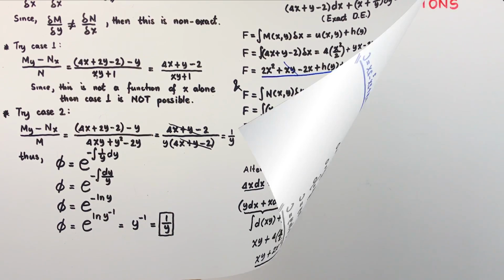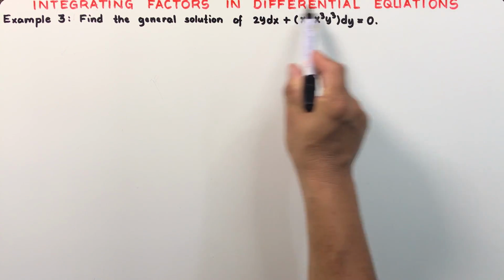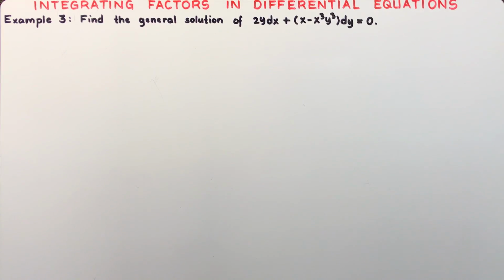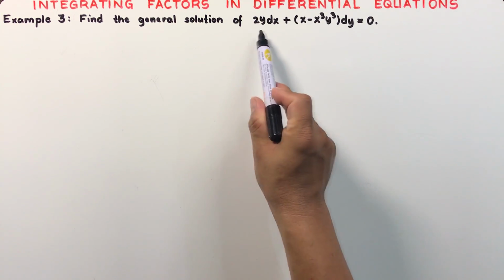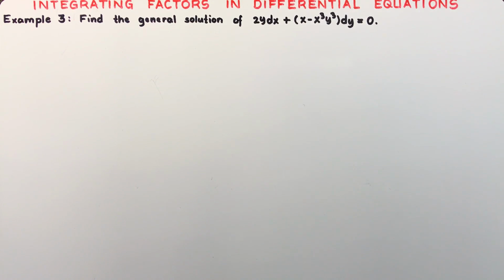So let's proceed to our third example here. Find the general solution to this differential equation. And as you can see, this is not a separable differential equation. And this is also not a homogeneous differential equation. And also, this is not an exact differential equation.